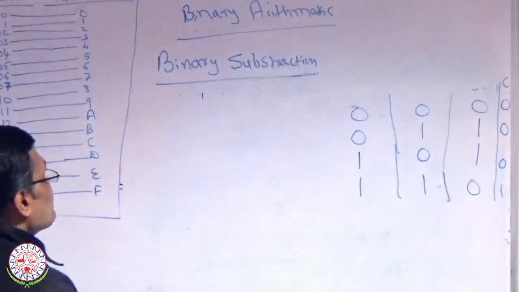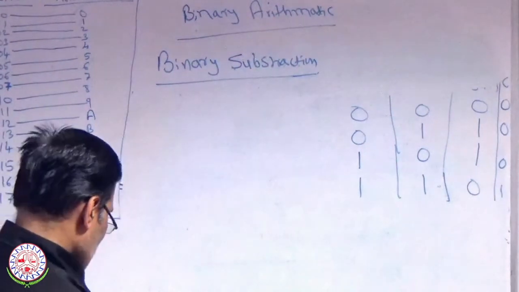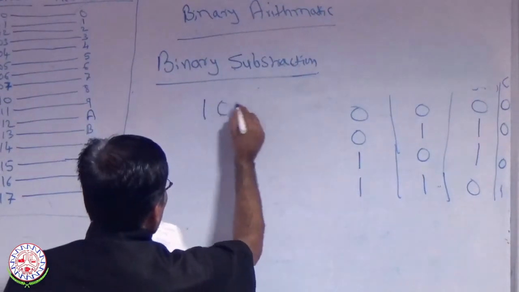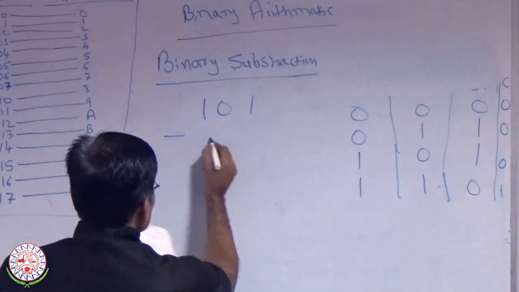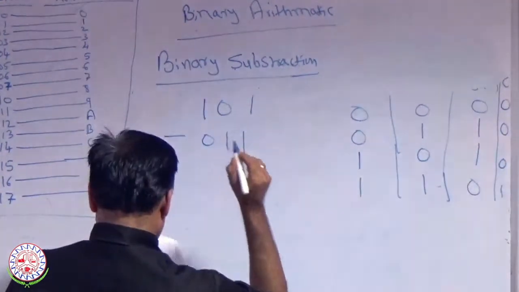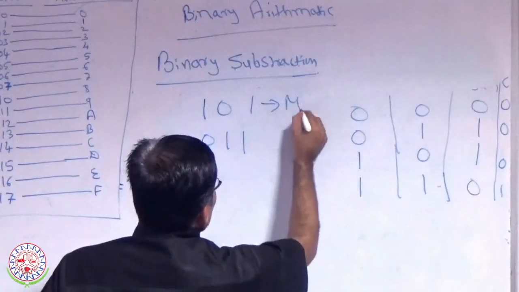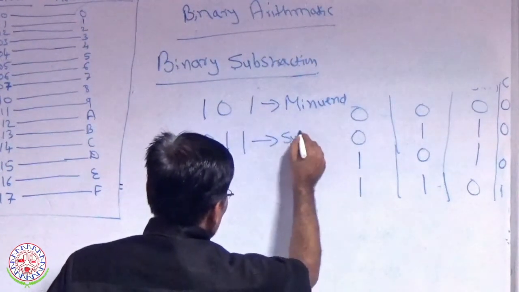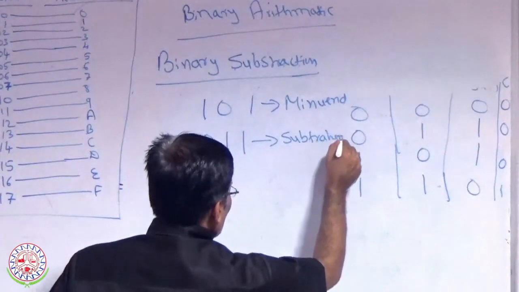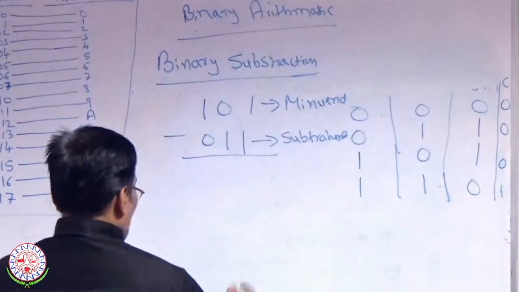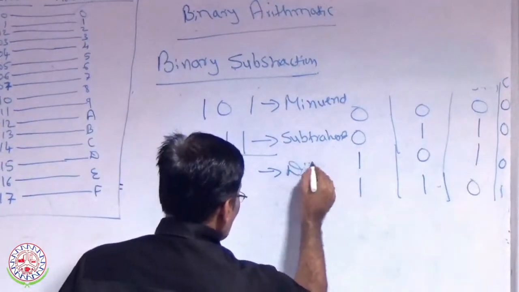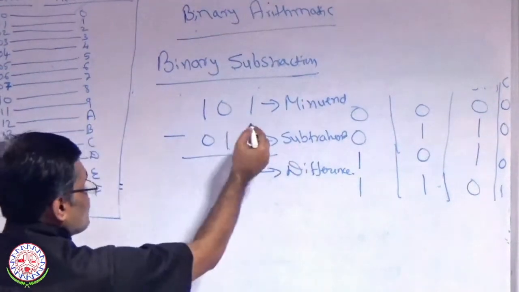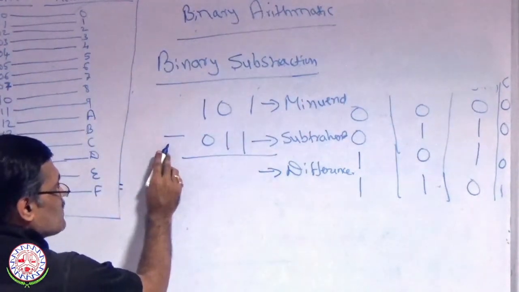So the next operation in binary arithmetic is binary subtraction. Consider two numbers, let us say 101 and minus 011. As you already know, the first is known as the minuend, the second number is known as the subtrahend, and whatever result you get is the difference. So you need to subtract here.